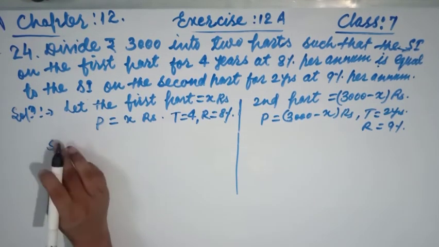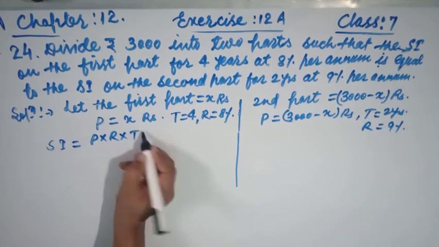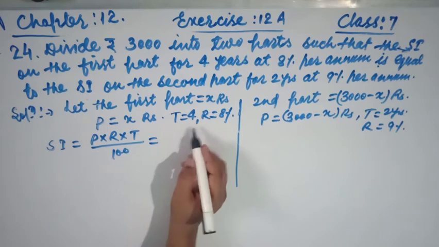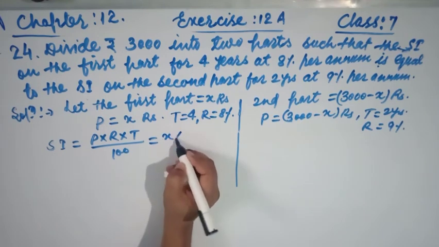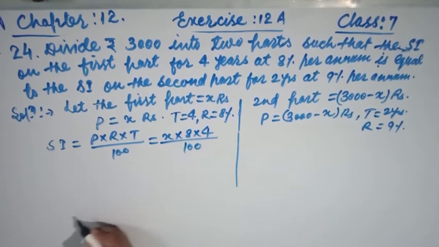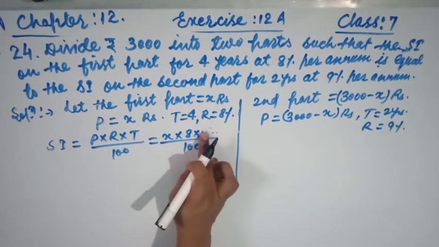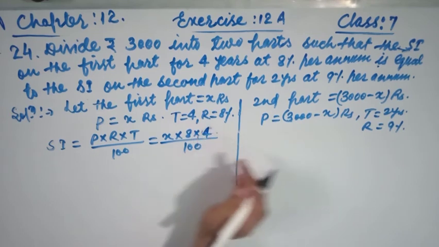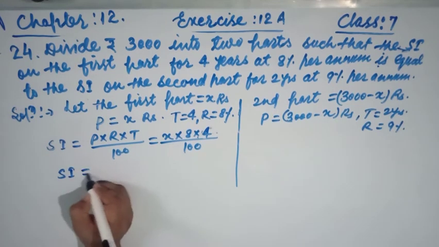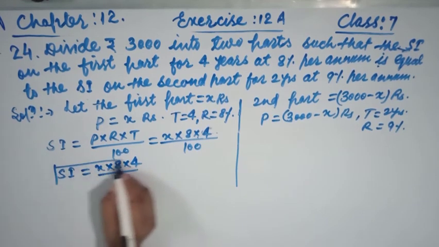Let's say SI is equal to P into R into T divided by 100. This is the first part, where P is equal to x, R is equal to 8, time is equal to 4, divided by 100. Here the 100 will get cancelled. So the first SI is equal to x multiplied by 8 multiplied by 4 divided by 100.